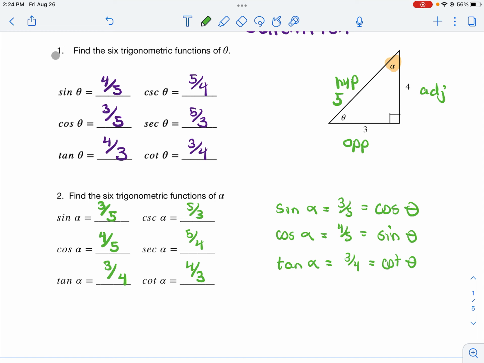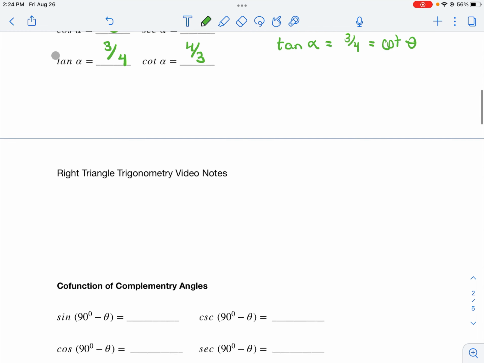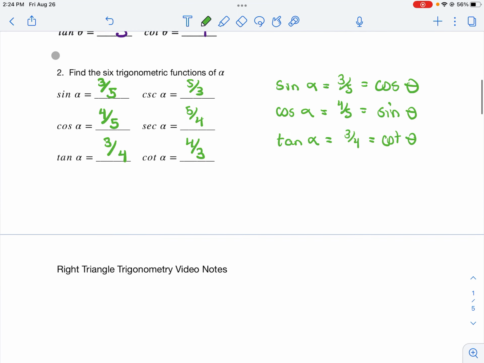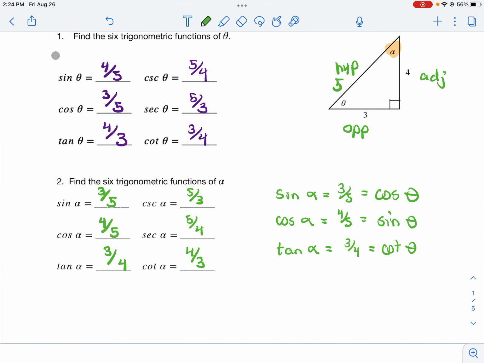And the reason for that is called the cofunctions of complementary angles. Now, since the right angle of a right triangle is 90 degrees, and I know all angles of a right triangle add up to 180, I know that theta and alpha must add up to 90 degrees. So they are complementary angles. Complementary angles are any 2 angles that add up to 90 degrees. So theta and alpha are complementary angles. They add up to 90 degrees.